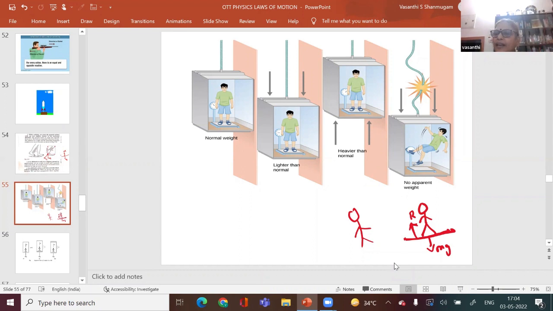Newton's third law is applicable only when you are exerting force. There will be an equal and opposite reaction. So when there is no reaction, I don't feel my weight. So that is only weightlessness. A freely falling body is in a state of weightlessness because there is no reaction. The body is not able to exert force on any surface. So that is the only condition for weightlessness.